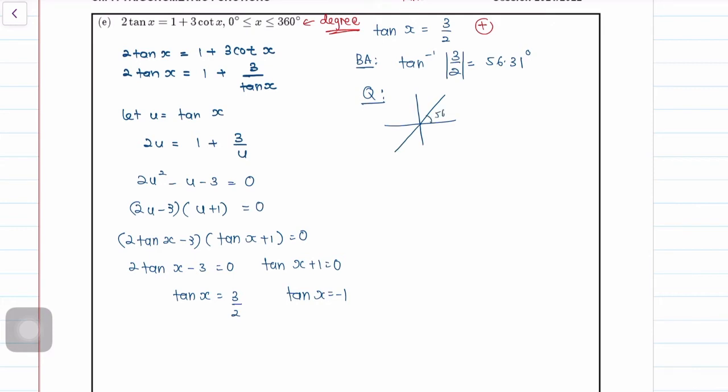So, 56.31 is here, and this one. So, angle, quadrant, interval. The interval is x between 0 and 360. For this question, we will not change the interval for tangent x because we only have x here. So, just leave it, and we will look at the rotation. Whatever the angle, we start from here. So, the first one is 56.31.